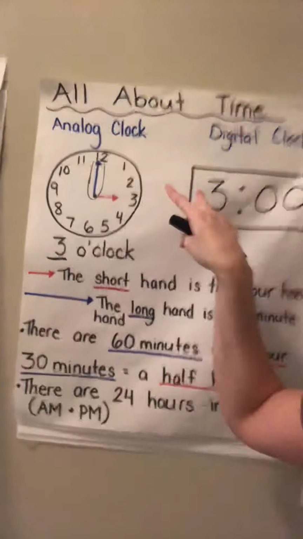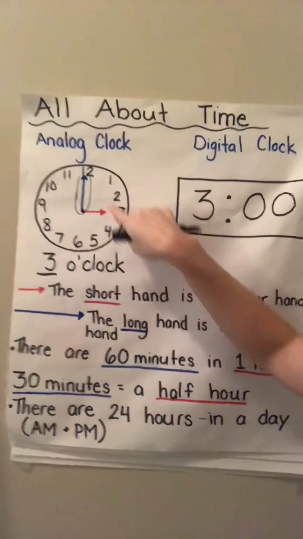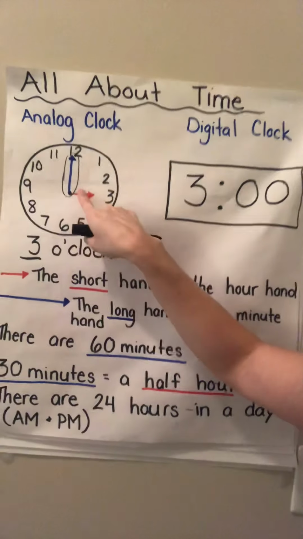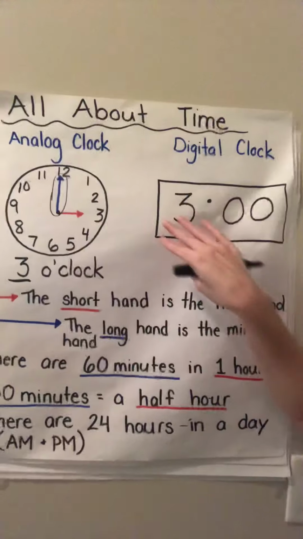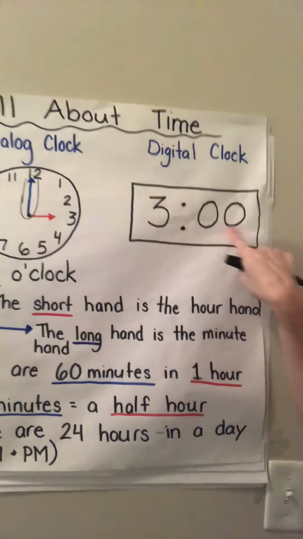So when we had time, we had our two different clocks. We had our analog clock, which has the face of the clock with the numbers all the way around it, and our two hands, the hour hand and minute hand. And then we had the digital clock, which just simply says the numbers, what time it is. This is the hour and this is the minutes.